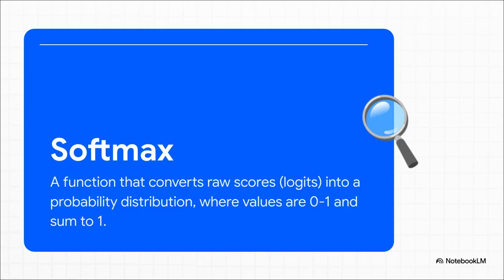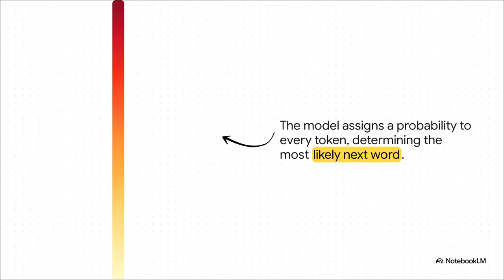It does this really elegant thing where it takes that giant list of scores and cleans it up into perfect probabilities, where every word gets a value between 0 and 1, and they all add up to exactly 1. And this, right here, is basically the model's final decision laid out for us. It is assigned a probability to every word in its vocabulary, and the word with the highest probability becomes its best guess for what it should say next.